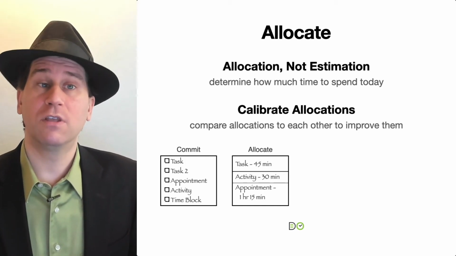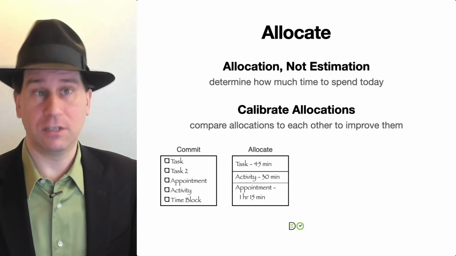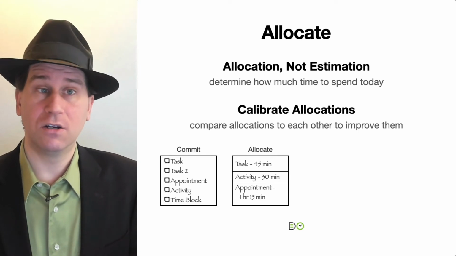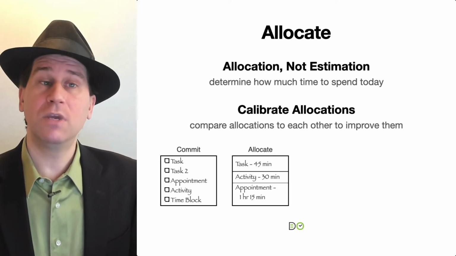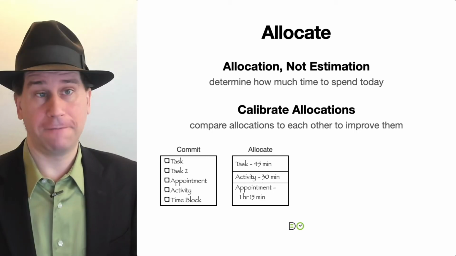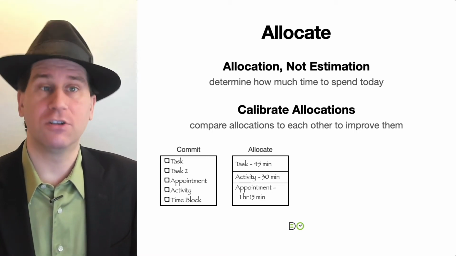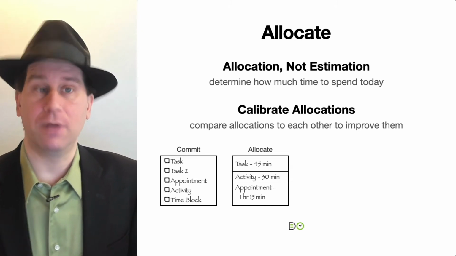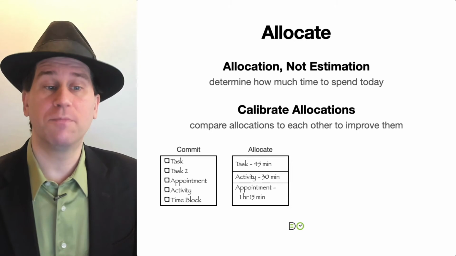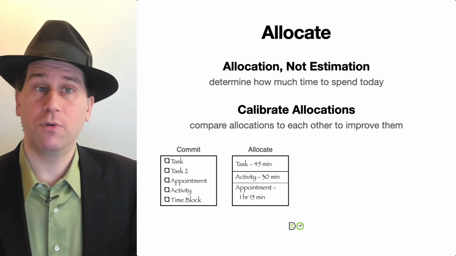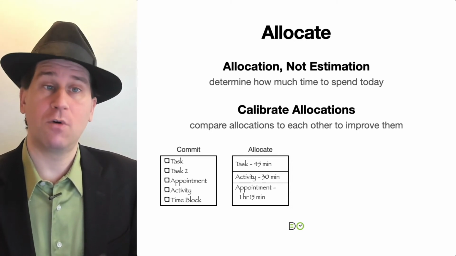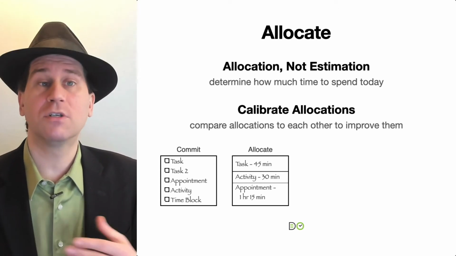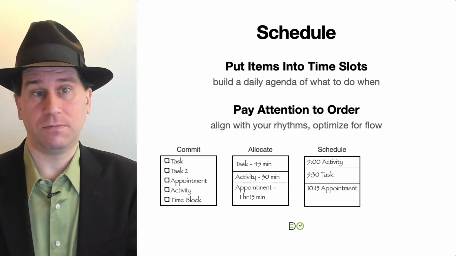Now it's important to note that this is time allocation, not estimation. Time estimation is figuring out how long a task takes to get done, while time allocation is merely saying how long am I going to spend on it today. Time allocation is so much easier than time estimation. The other thing about this step is it helps us calibrate our allocations. So I encourage you to compare your allocations to one another to improve them. So if I do a half an hour for lunch, it's going to take me at least half an hour for dinner. So this helps us come up with better allocations.